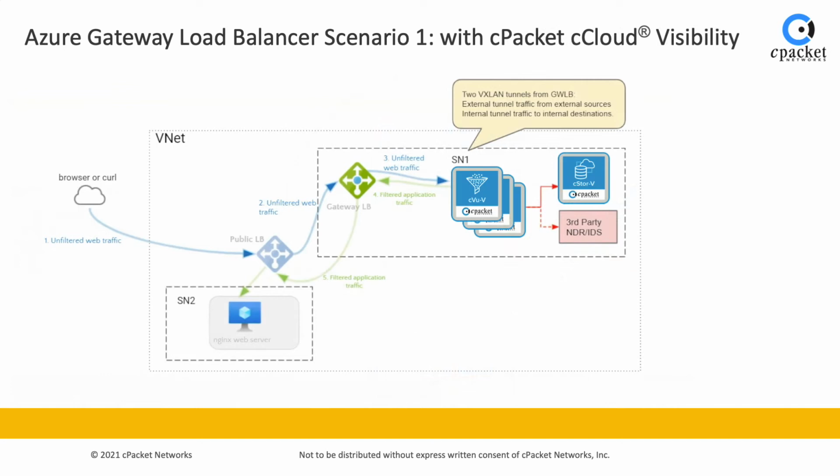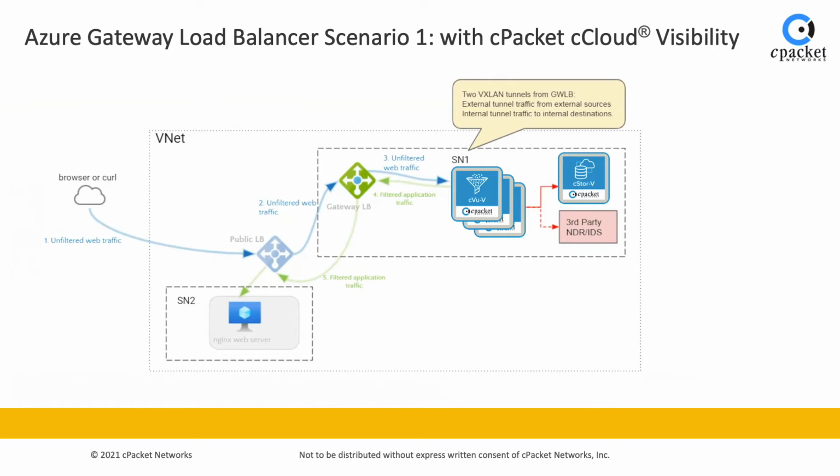This is the typical bump in the wire scenario for firewall appliances. With cPacket's cCloud solution, we can use the same scenario, but instead of using a firewall implementation to either accept or drop the packets, cPacket's cCloud solution enables packet level network visibility in conjunction with the Gateway Load Balancer. And the main function of the cVUV here is to both filter and mirror traffic to multiple downstream tools.